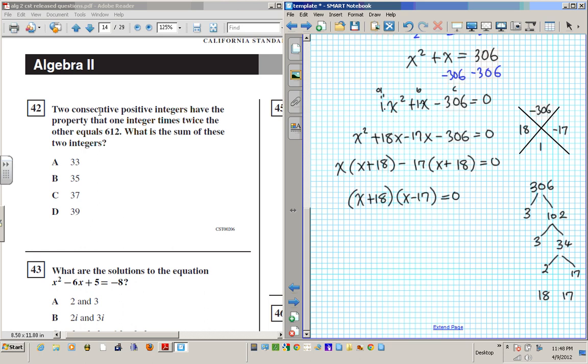So the question says 2 consecutive positive integers. So let's solve this first. Using the zero product property, if the product of these 2 numbers is 0, either the first is 0 or the second is 0. Alright, so let's solve this.